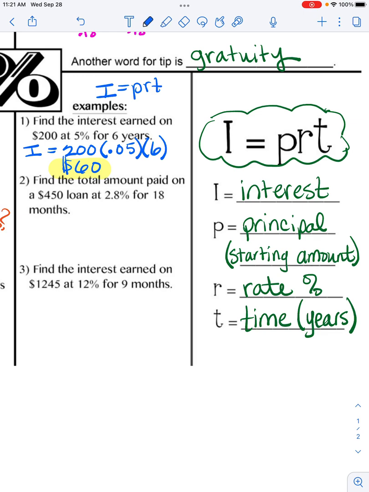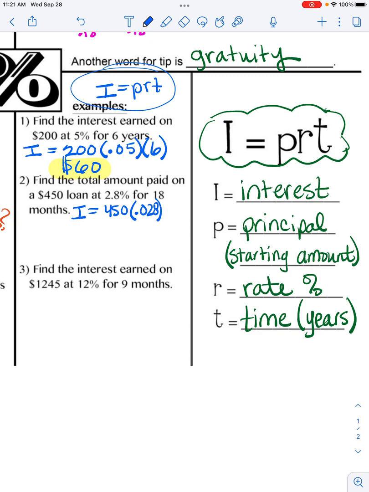Easy peasy, right? The next question says find the total amount paid on a $450 loan at 2.8% for 18 months. I'm going to use this equation again. We want to know the interest, which is the principal, the amount we borrowed, times the interest rate, which is 0.028. Be careful with that decimal. When we divide by 100, we are moving the decimal 2 places to the left.